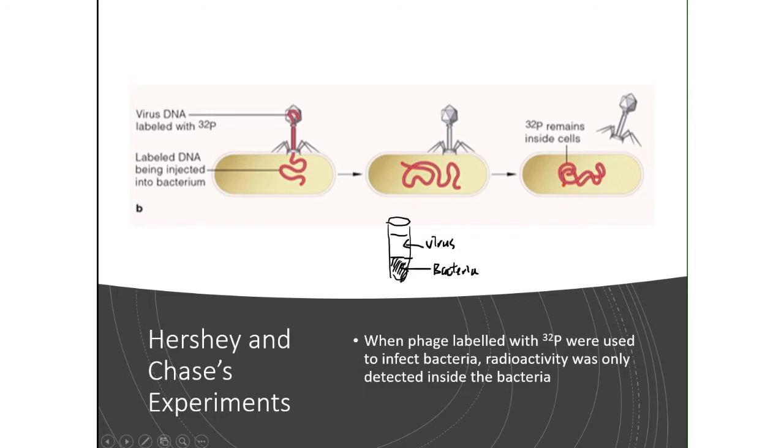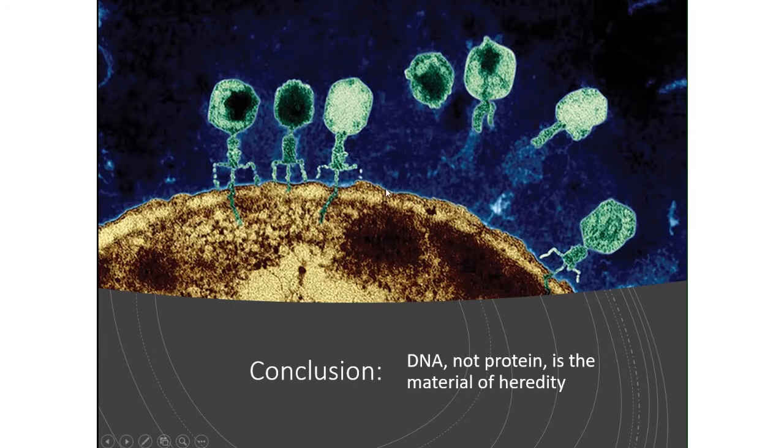The results from this experiment and the previous one confirm that the protein remained outside of the bacteria, and it is the DNA that went inside that causes the bacteria to start producing viral parts. And so the conclusion from this experiment is that DNA, and not protein, is the hereditary material. And you can see these are actually the bacteriophages, and that's the DNA being injected into the bacteria.